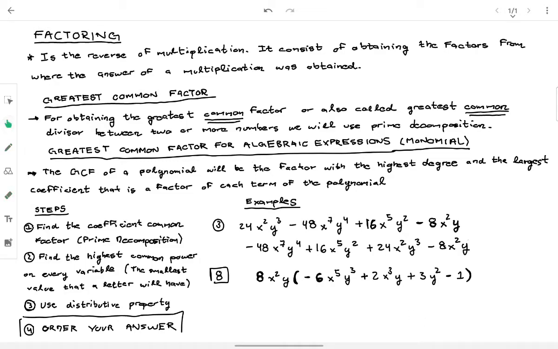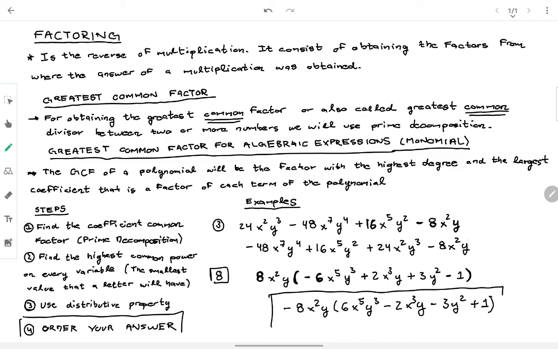we don't want to have a negative sign on the first term inside the parentheses, so this minus sign we can take out, but all of the terms inside the parentheses will change sign. So it's going to be minus 8 x squared y that multiplies 6 x to the 5 y cubed minus 2 x cubed y minus 3 y squared plus 1. And this is going to be our actual final and ordered answer without a negative sign on the first term in the parentheses.